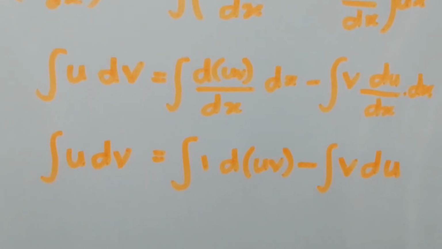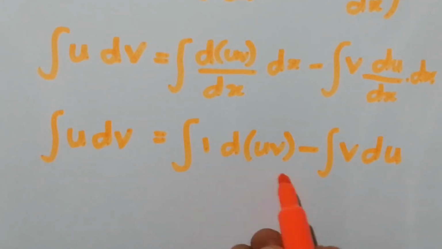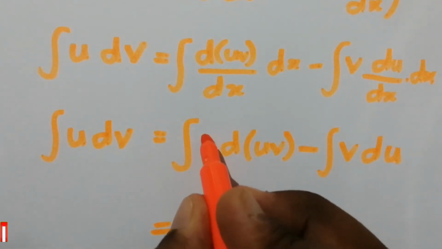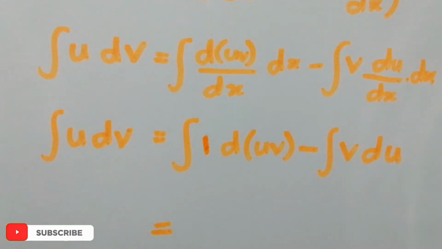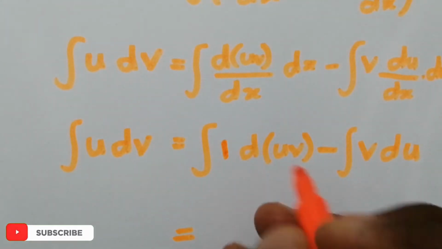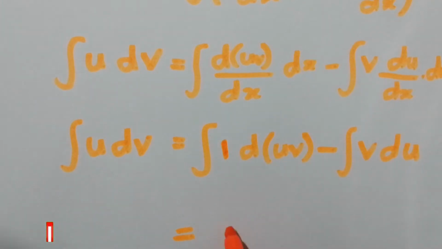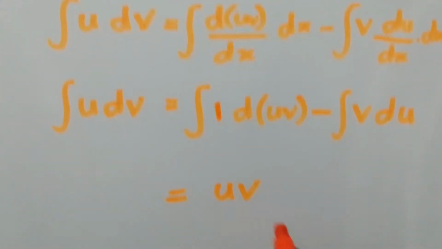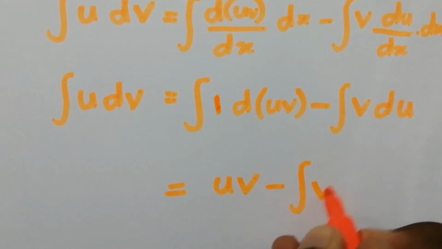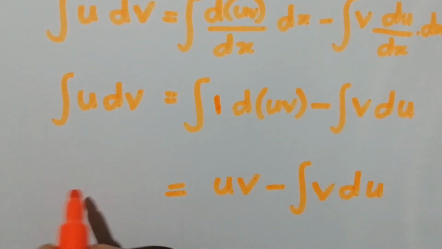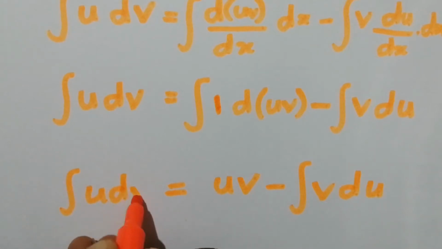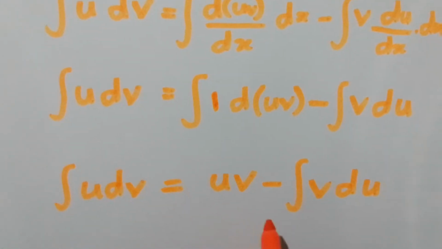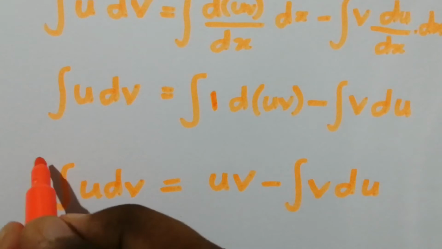Now you can express this part as uv. Here the integral of 1 with respect to some unknown term is going to be that term, which is uv here, uv minus integral v du. Then we come to a formula: integral u dv is equal to uv minus integral v du.